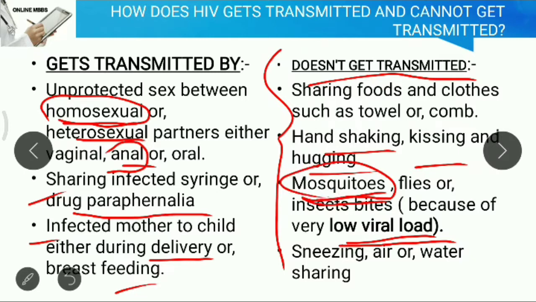Even if the mosquito carries the HIV virus and bites a healthy person, or through flies or insect bites, because of the very low viral load, it does not transmit. And sneezing, air or water sharing: if a patient suffering from HIV/AIDS sneezes, the people around do not get HIV/AIDS.